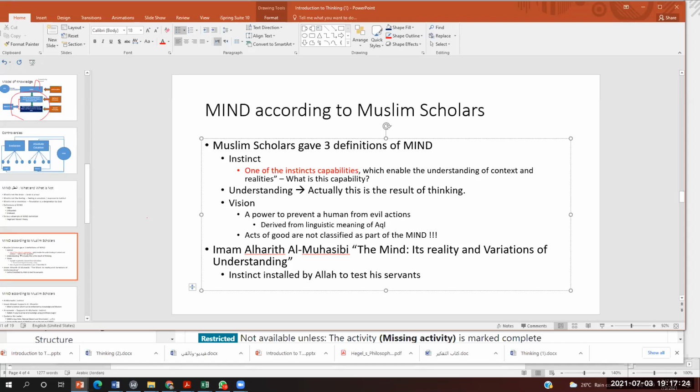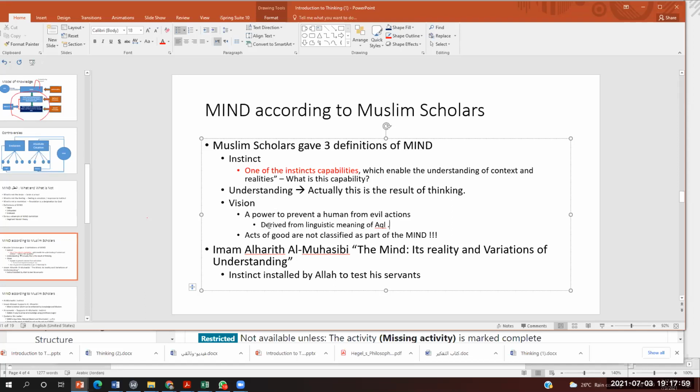So they use this linguistic term to say, oh, so it's a power. So this aql, or this brain, this mind, it's a power within the human that allows you to distinguish between what is right and what is wrong, and to keep you from doing what is wrong. So that's what mind is. So this is trying to adapt the linguistic meaning to the terminological meaning, which is definitely an invalid approach. The whole approach is wrong.